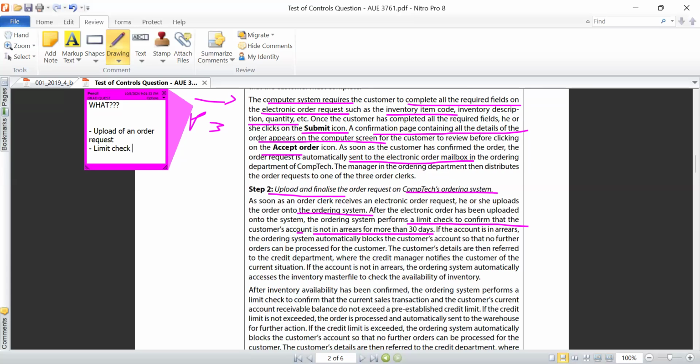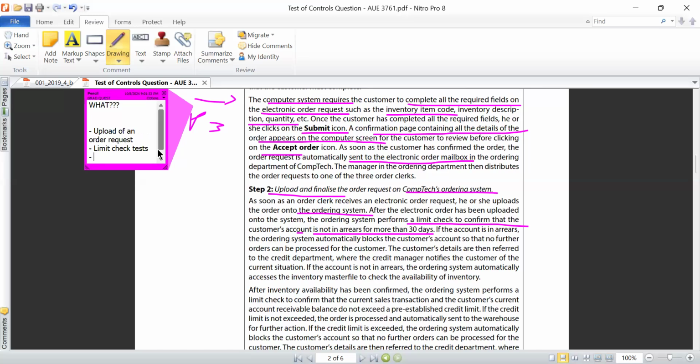Limit check tests that I would need to perform, of course using invalid test data. And then, of course, and very important, the limit check test for accounts that are not in arrears for more than 30 days. So what would you do?